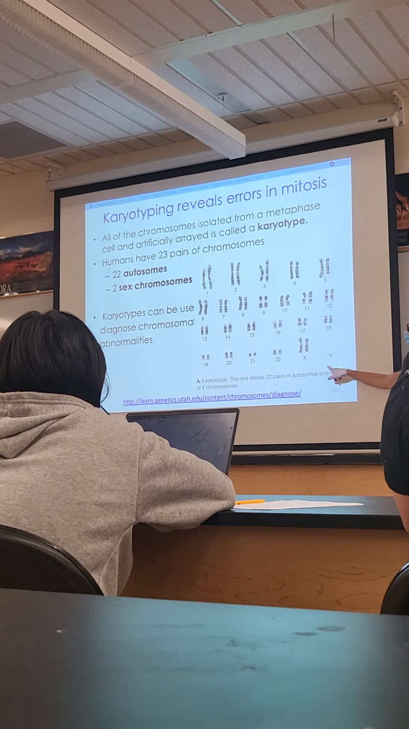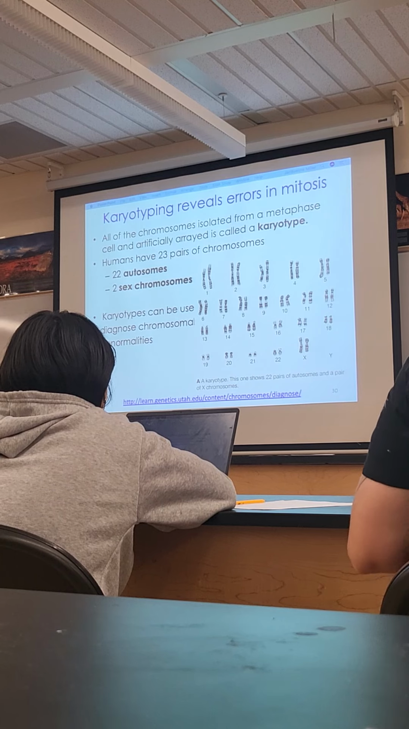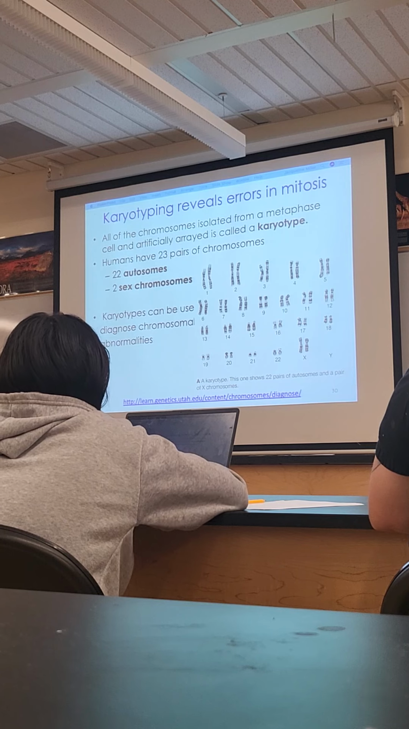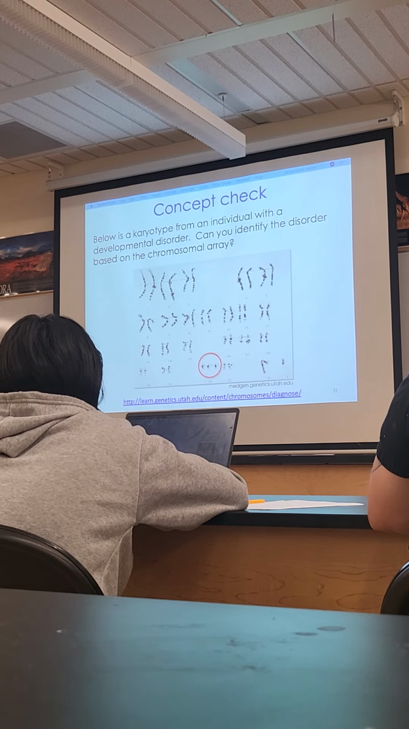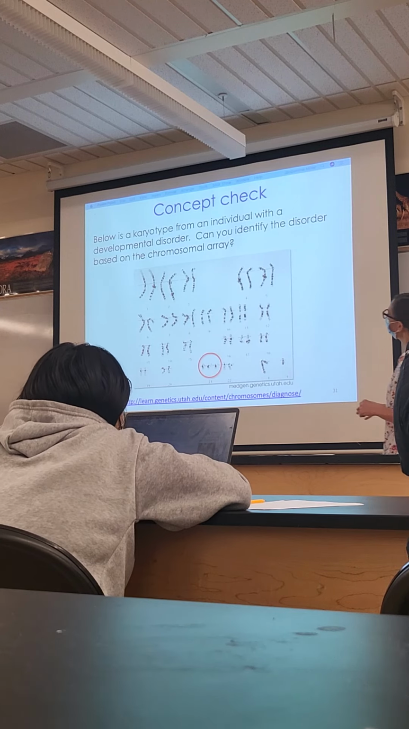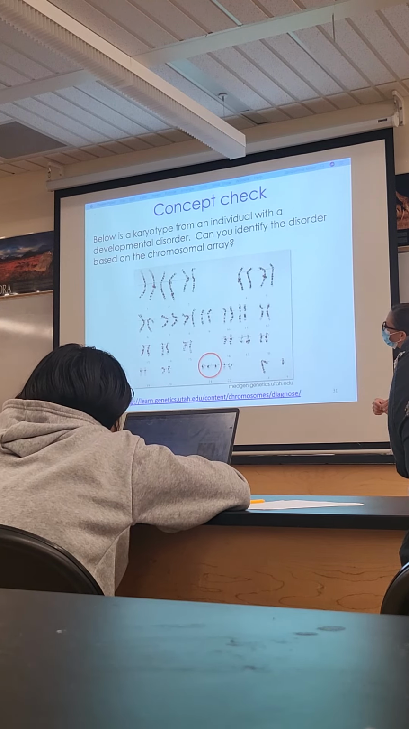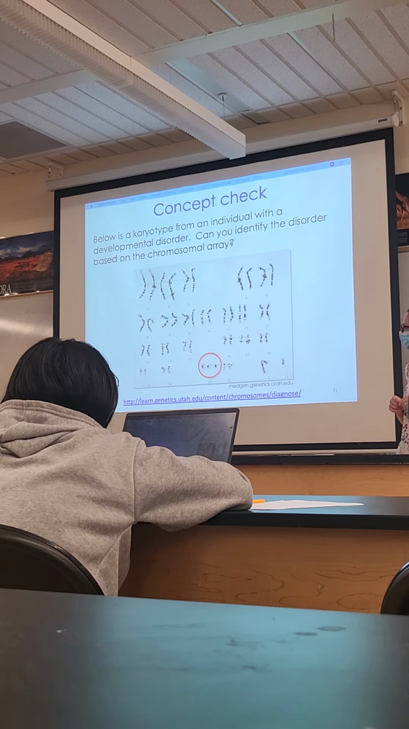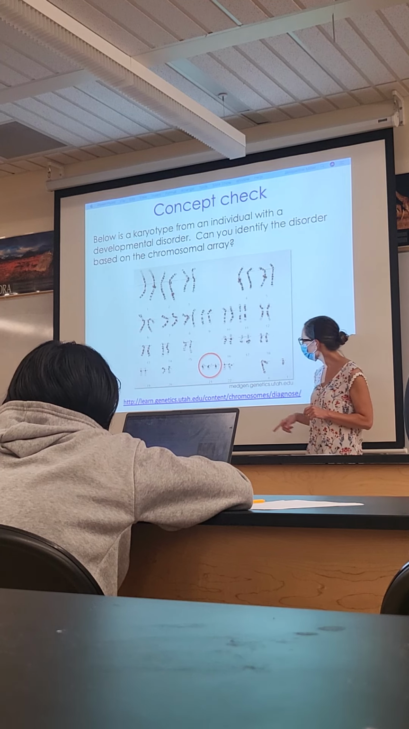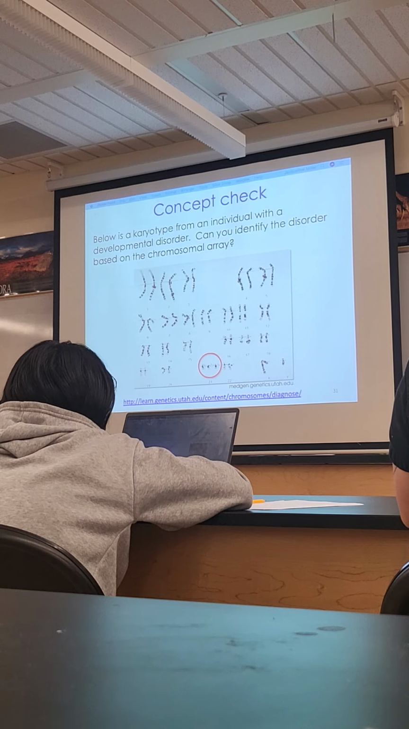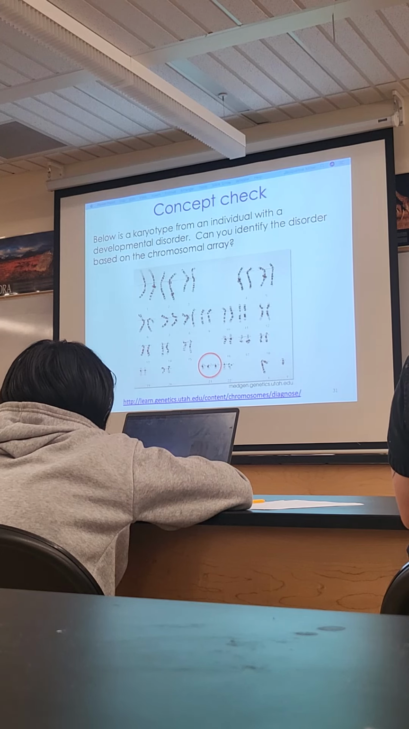In this, is this a male or a female that we're looking at? Female. You have 2 X chromosomes, so we know this individual is a female. If we look at some others, this is another example of a karyotype. So can you identify the disorder based on the chromosome array here? Trisomy 21. Yeah, so we have 3 chromosome 21s. And is this male or female for this one? Yeah, so we have a male with Down syndrome.